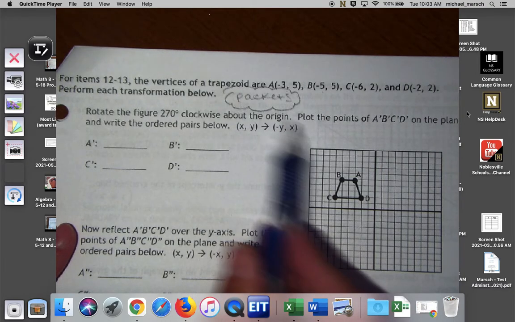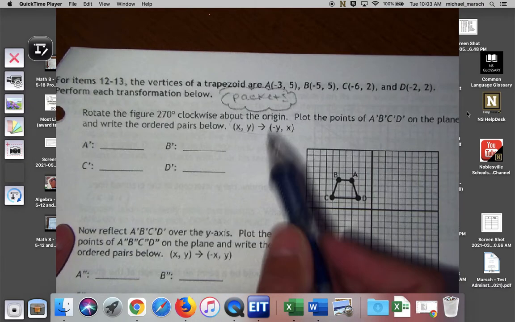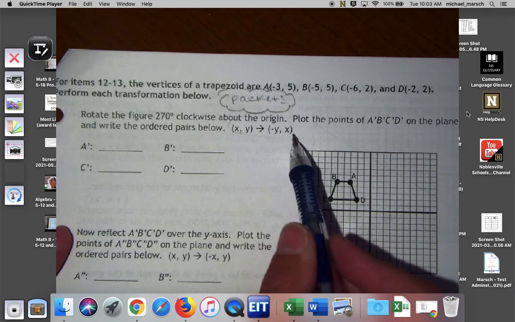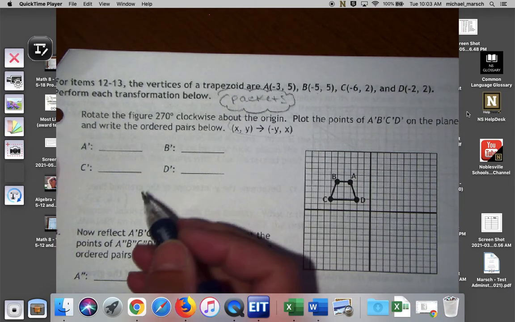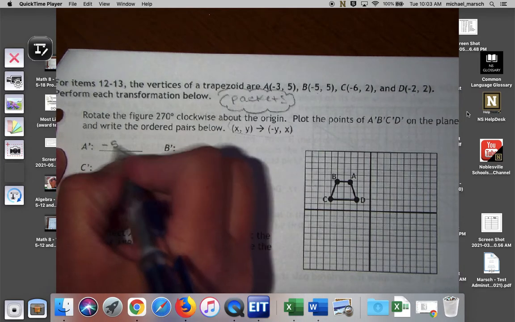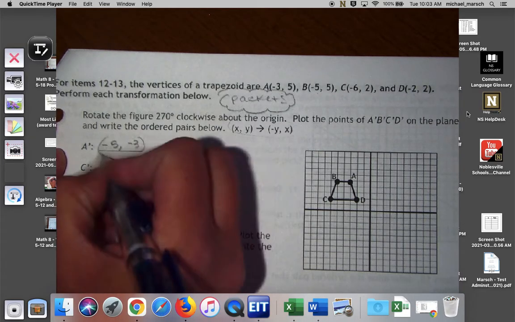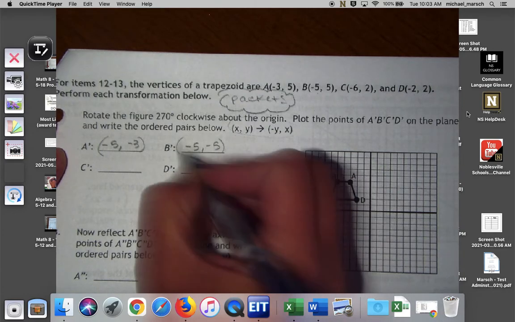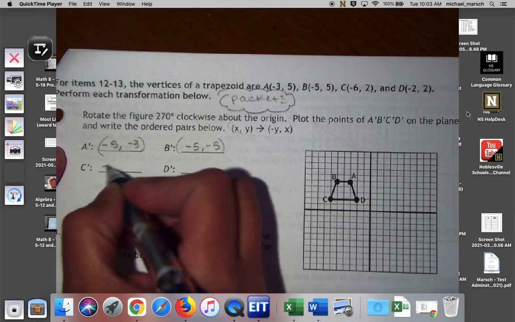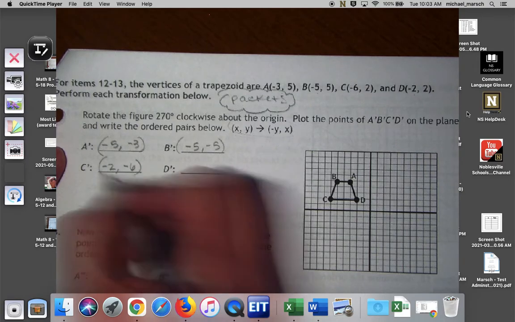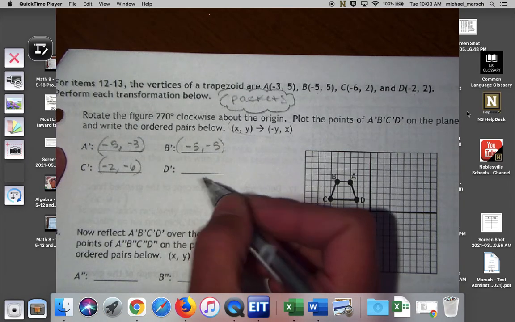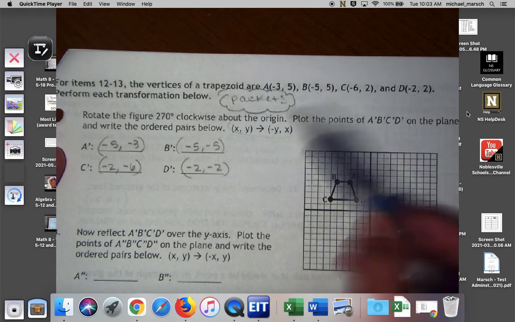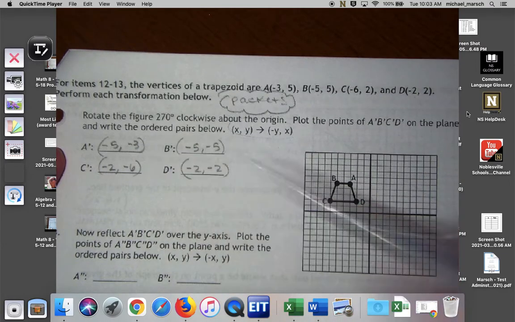So I gave you the algebraic representation. So we're going to take the opposite of y and put it here, and then leave x the way it is. So for A, I'm going to get negative 5, negative 3. For B, I'm going to get negative 5, negative 5. For C, I'm going to get negative 2, negative 6. And for D, I'm going to get negative 2, negative 2. I took all of these and I put the opposite of the y and left x there.